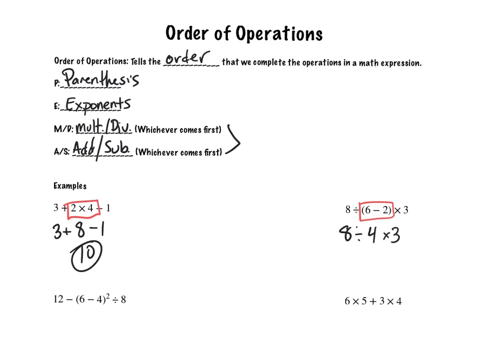All right. So now what should I do first here? Oh wait, that's times, not add either. Division comes first, left to right, so I'm going to do that first. So 8 divided by 4 is what? 2 times 3 is? 6.